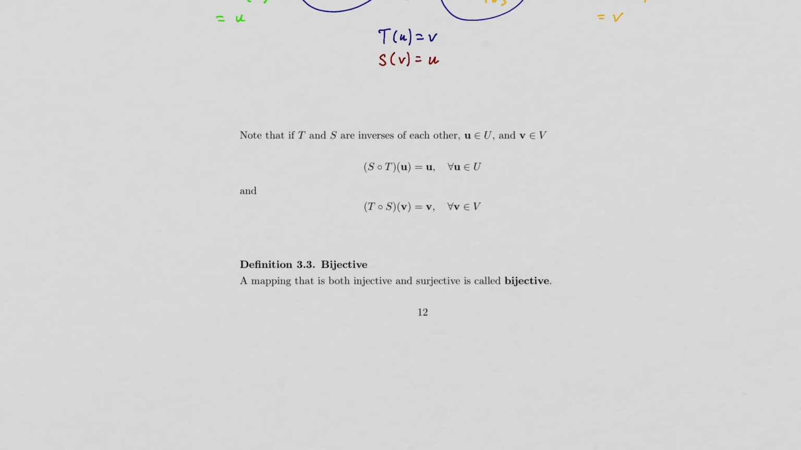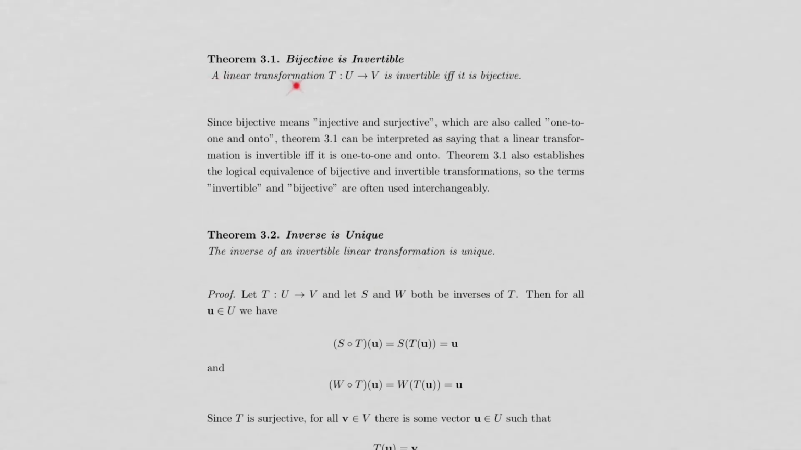Bi meaning two, and in particular it's both injective and surjective. And this theorem tells us why bijective transformations are important. A linear transformation T from U to V is invertible if and only if it is bijective. In other words, if and only if it is both surjective and injective. We will take this theorem to mean that bijective and invertible are essentially synonyms. So if I say that a transformation is bijective, that's the same as saying that it's invertible and vice versa.